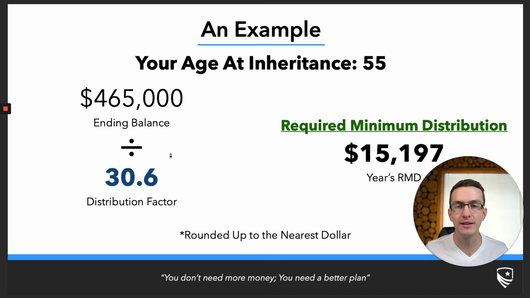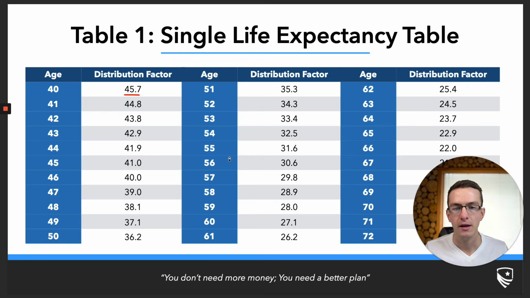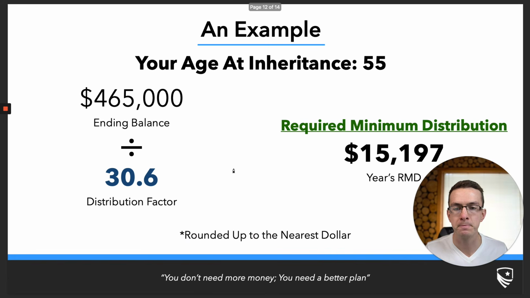Now, if we go back to this table here, scrolling back to these slides, so if you're using age 56, your distribution factor is going to be 30.6. So in the very first year, it's going to be very similar to how we would calculate out the uniform tax table. We're using 30.6. We're finding that given age here on the table. So in this first year of this RMD from this inherited IRA, we're going to take this ending balance of $465,000 and we're going to divide by the distribution factor 30.6. And we'll find that our required minimum distribution is $15,197, again, rounding up to the nearest dollar. So pretty simple in the first year.